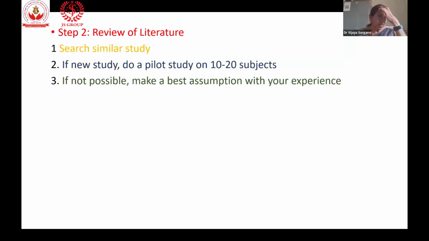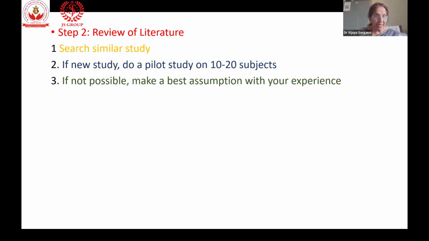So coming to the second step, review of literature. We search for similar studies, that is, review of literature, to get the important parameters. If similar studies are not there, what do we do to calculate sample size? We do a pilot study, including 10 or 20 subjects, 20 cases. If we include 15 cases in the pilot study, we decide the number of subjects between 10 to 20, or we fix a period for the pilot survey, like 15 days or 1 month.